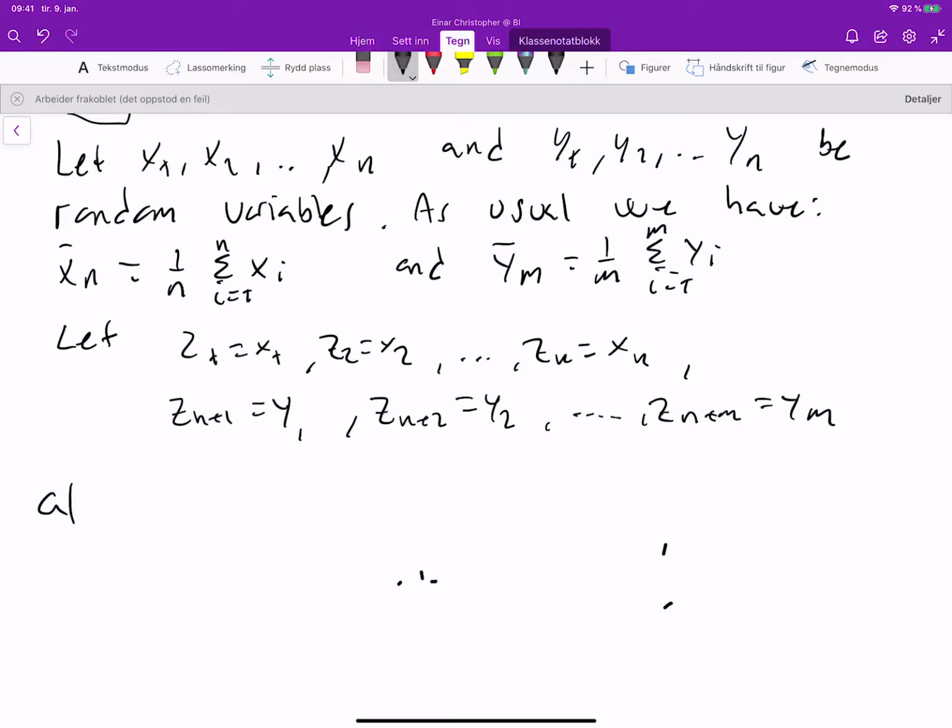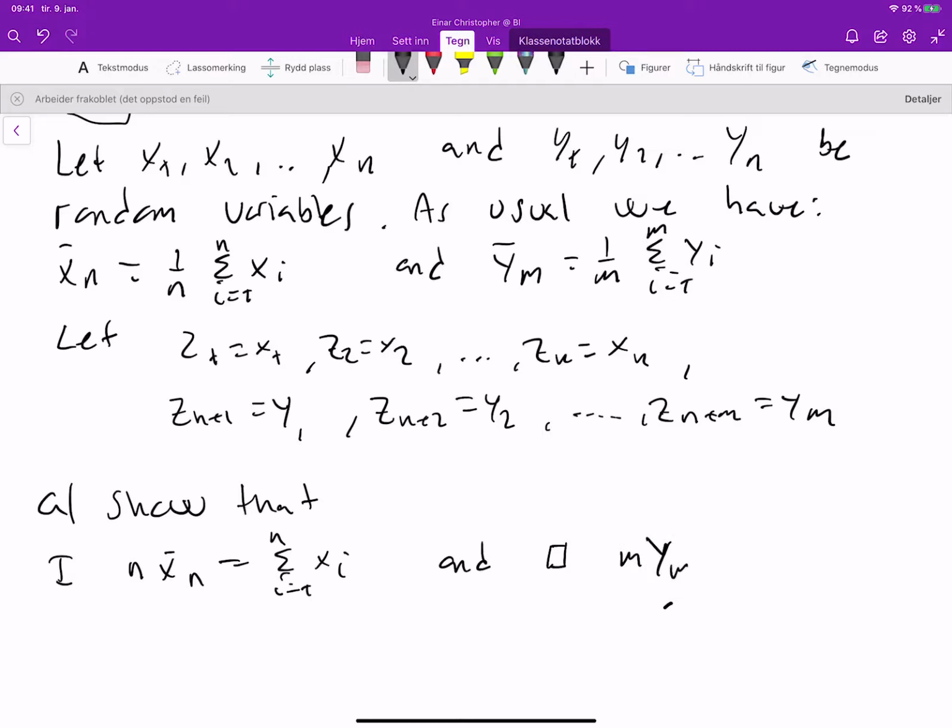And in A, we are asked to show that 1, n xn bar is equal the sum i equal 1 to n xi, and 2, that m y bar m is equal the sum yi, i equal 1 to m.